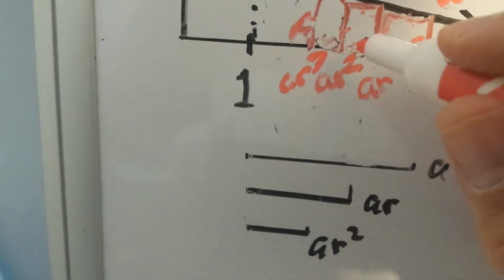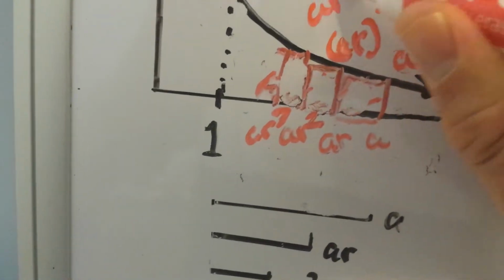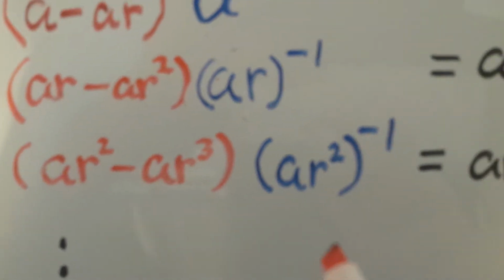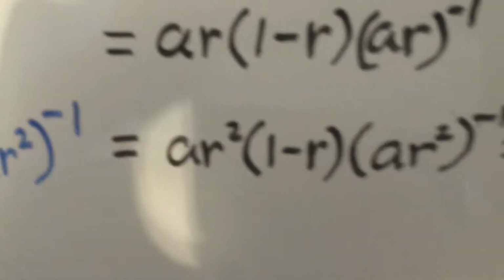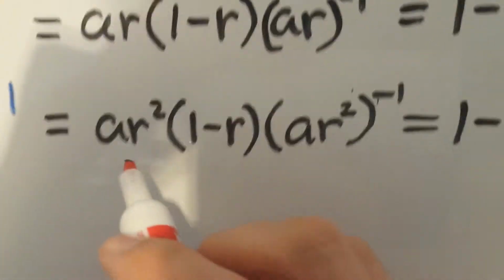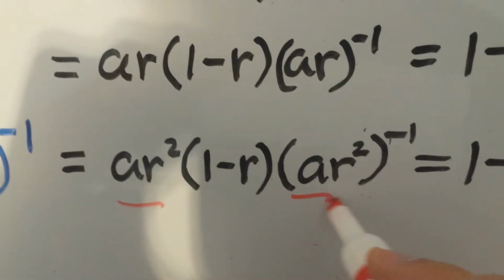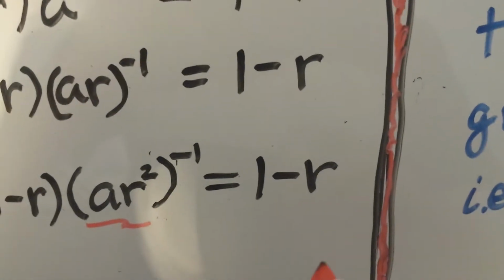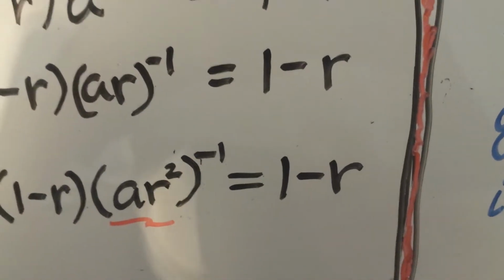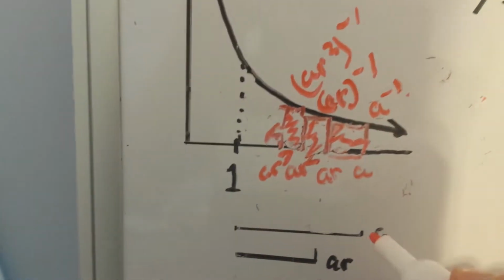And the same thing for the next rectangle, ar squared minus ar cubed, right? Multiplied by the height ar squared to the negative 1. Okay, we can factor out the ar squared. And these two cancel out, and we get again 1 minus r. So the area of all these rectangles is 1 minus r.